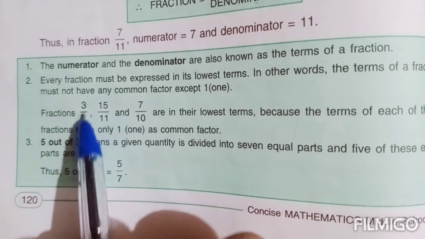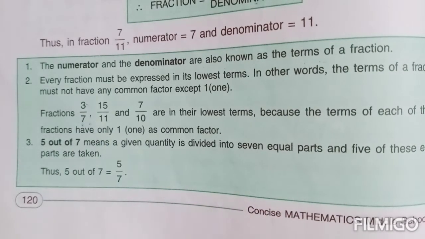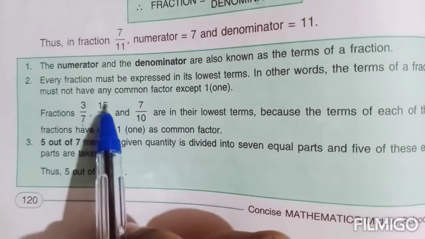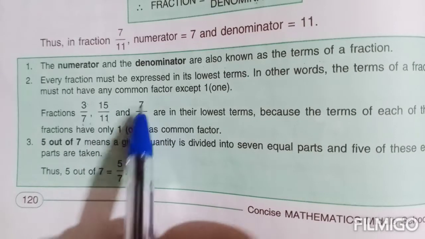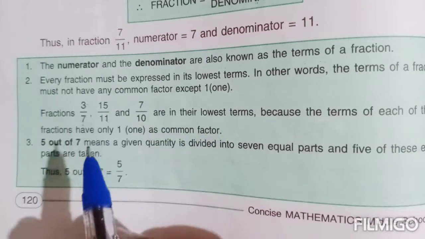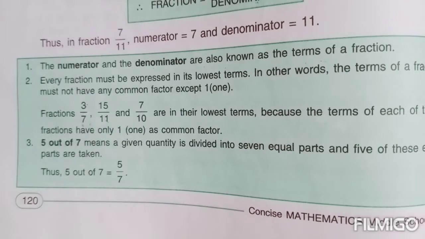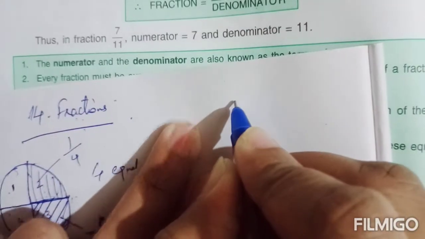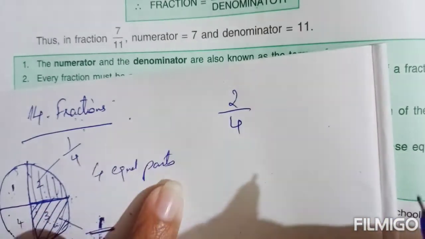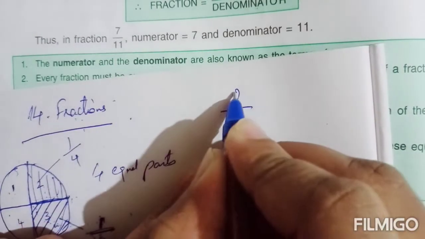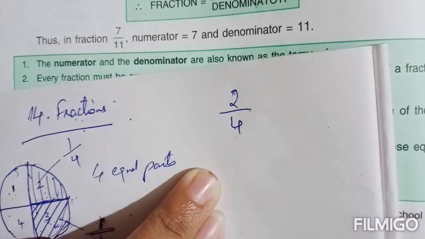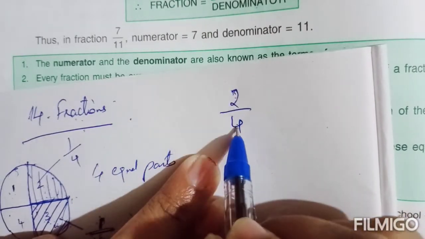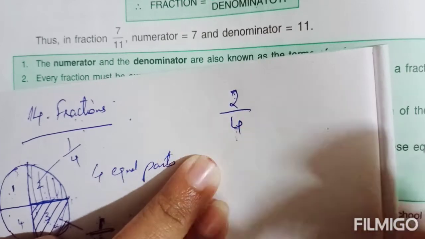So we can say this is the simplest form or lowest term. This fraction is in lowest term. Okay, 15 by 11, 7 by 10 are in their lowest terms because the numerator and denominator do not have any common factor. Okay, let us take an example 2 by 4. So in this fraction, the numerator is 2 and the denominator is 4. We know that there is a common factor for 2 and 4. The common factor for 2 and 4 is 2.